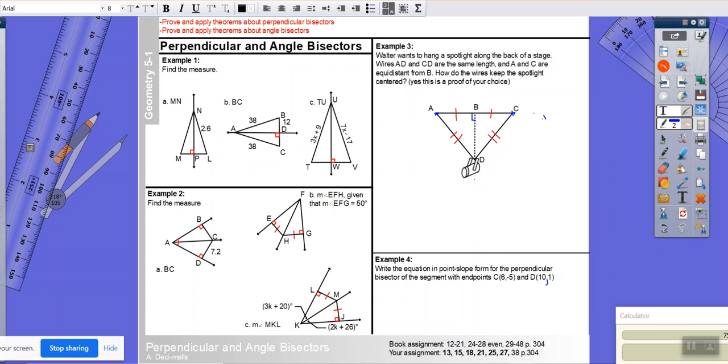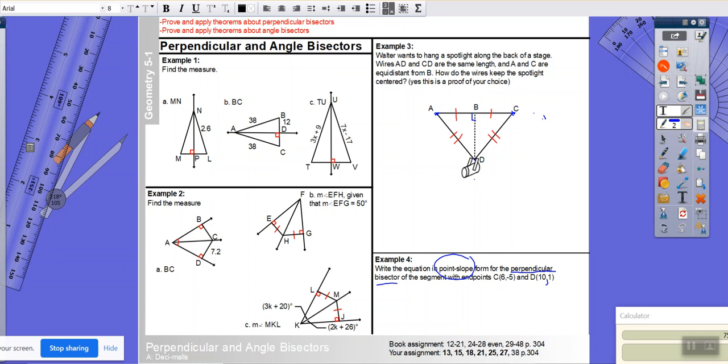We need to find this. Wait, don't we have to find the y-intercept? Well, we need to find the slope, but remember, we want the equation in point slope form. The equation needs to be in point slope form. So we don't need to find the y-intercept, but we do need to make sure that the line we're finding the equation of is the perpendicular bisector.